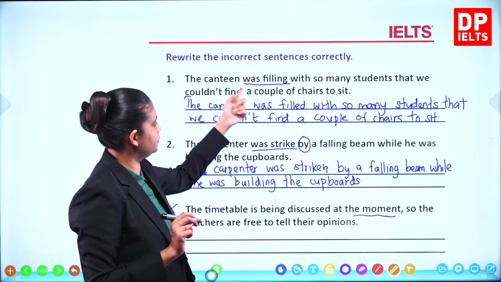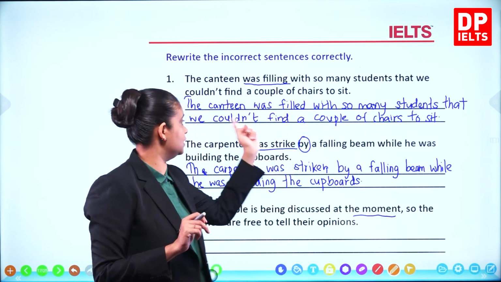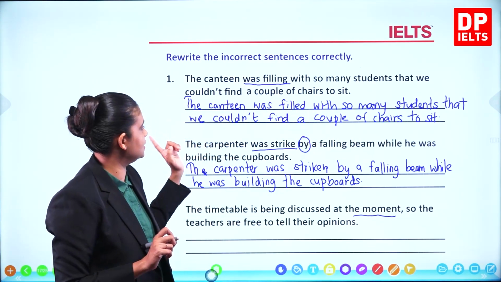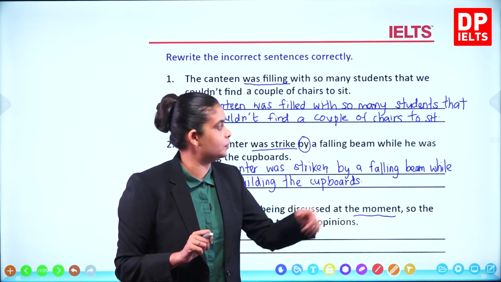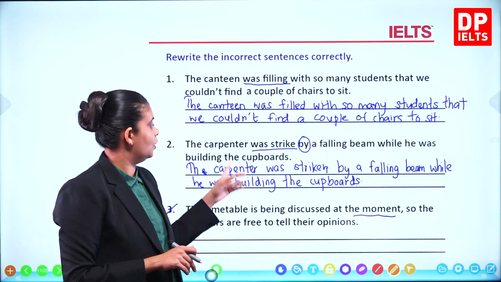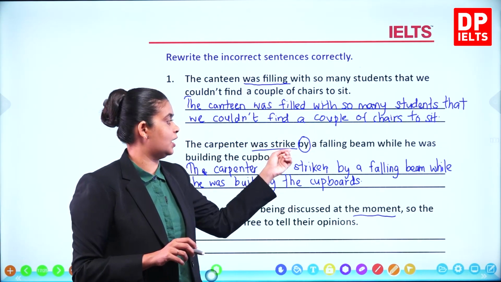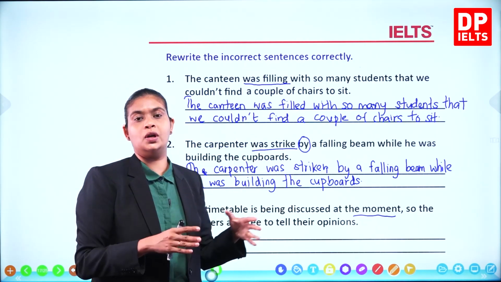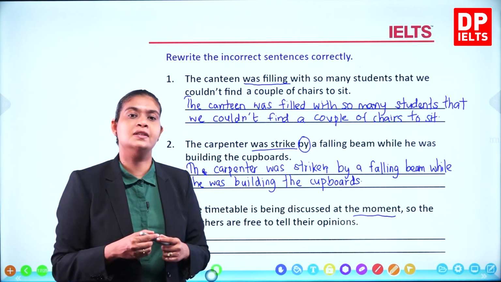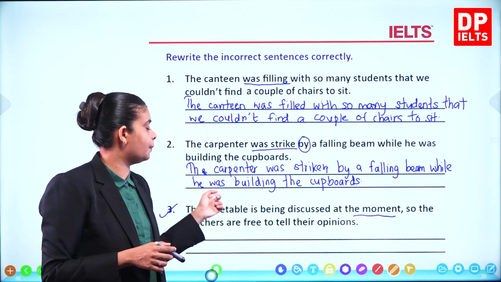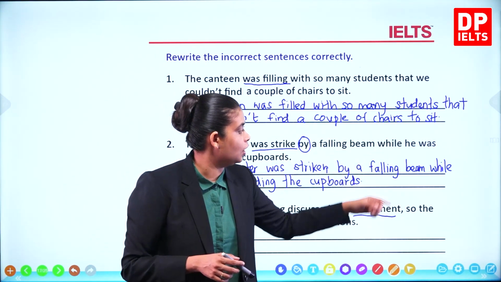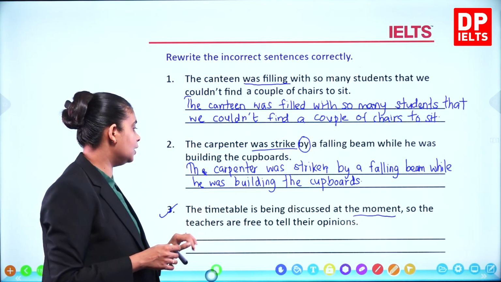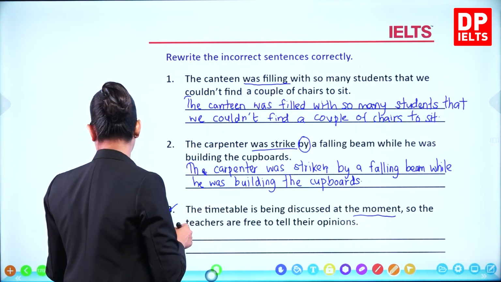So here was filling should be changed into was filled. The canteen was filled with so many students that we couldn't find a couple of chairs to sit. You can't use was strike, there's by there, so it's definitely passive voice. It has to be was or were plus the past participle of the verb. So the carpenter was stricken by a falling beam while he was building the cupboards. The third one, of course, we discussed that is correct.